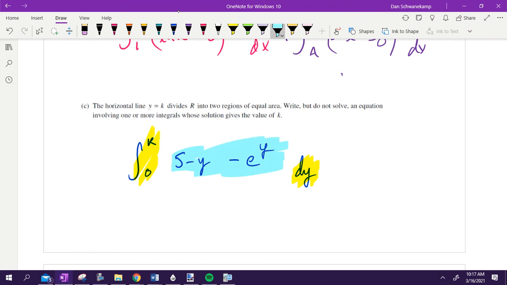It says write an equation. So if it says write an equation, what else do I need to put in this thing? An equal sign. That seems silly, but sometimes kids get kind of lost. Put an equal sign. What is that going to be equal to? Half of the area. So the easiest way to write that is 1/2 of what I got on part A, 2.986. You could have set up a whole bunch of integrals there instead. Just writing 1/2 of 2.986 would work as well.